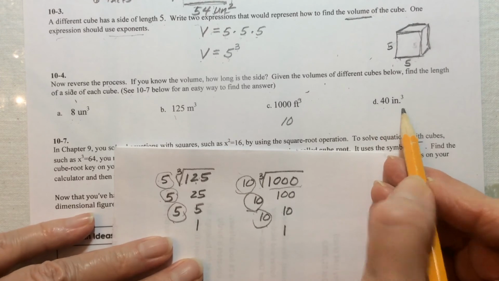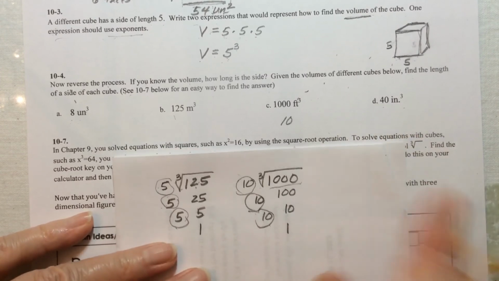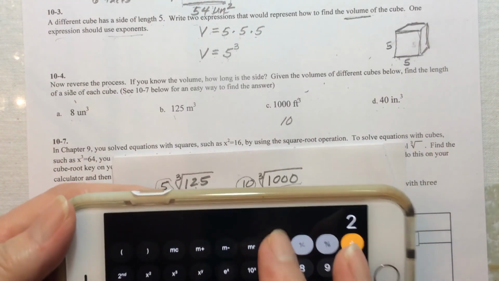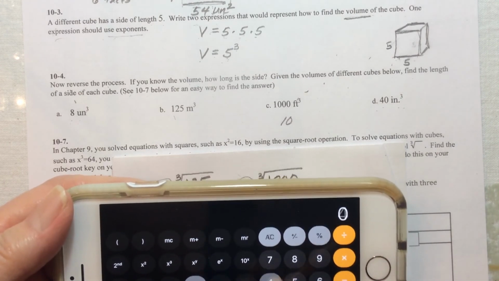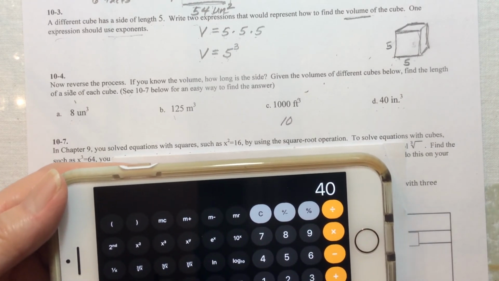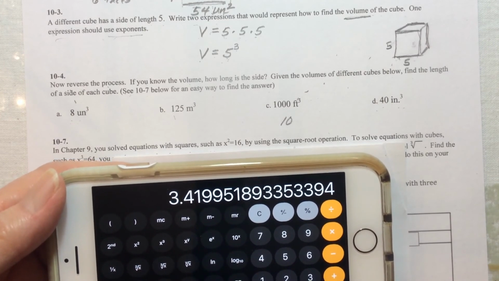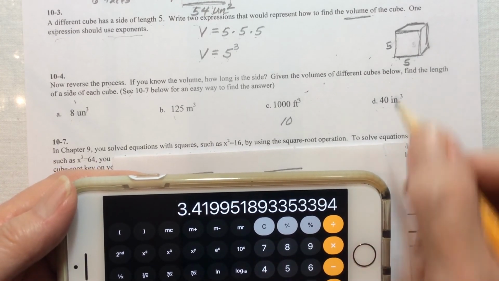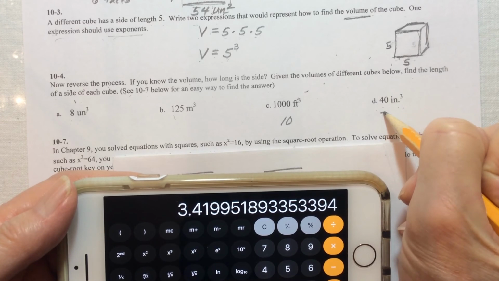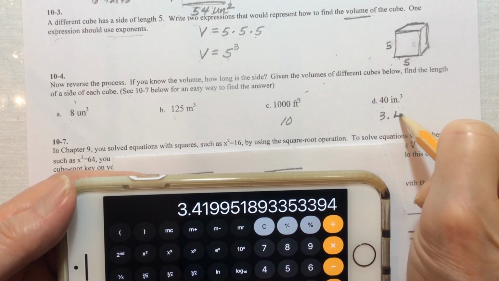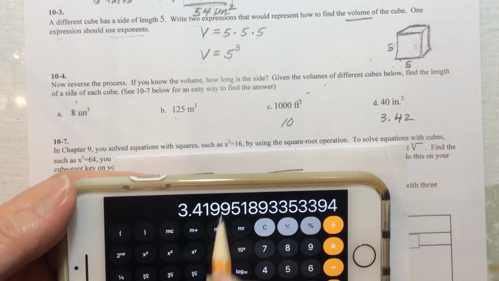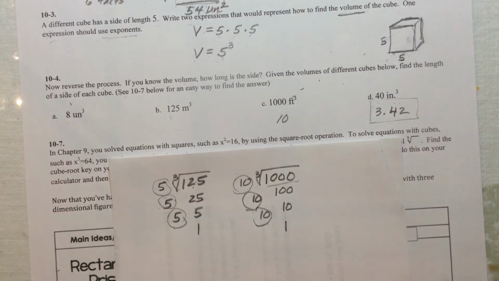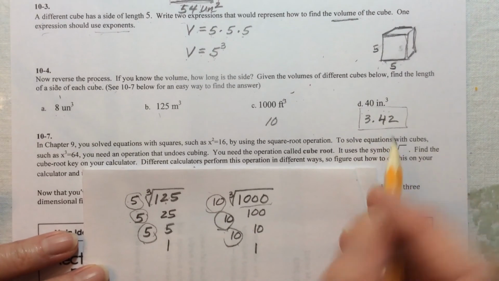This number is a little more difficult because it is not a perfect cube. So in this case, we'll use our calculator. So we'll put in 40, and then we'll choose the cube root function. And we find out that, yes, indeed, it is not a rational number. It's not a perfect cube. It's 3.4 and probably 2. We'll round up that last number. So 3.42 is close enough to the cube root of 40.